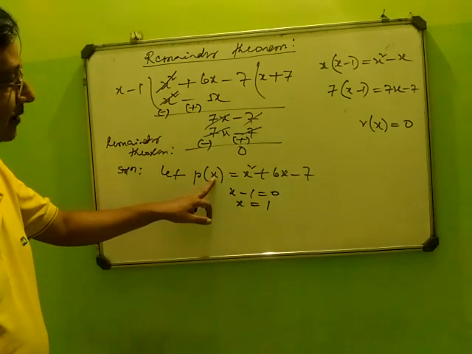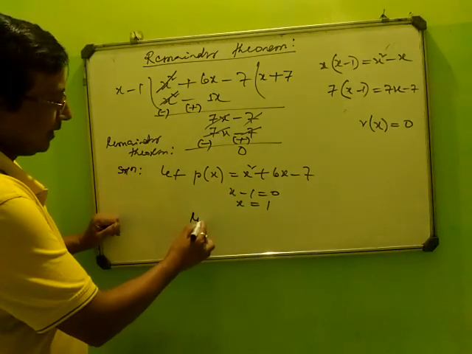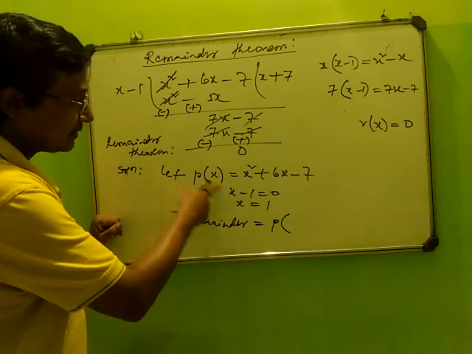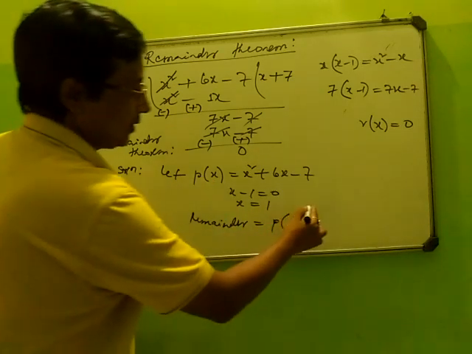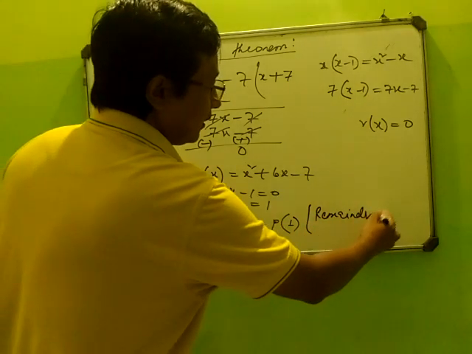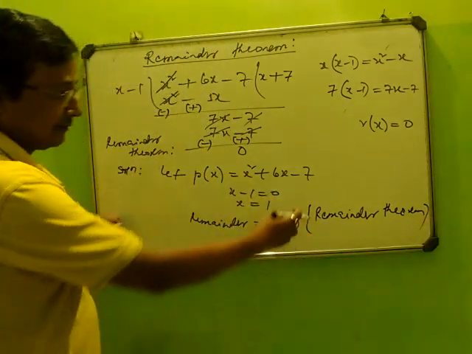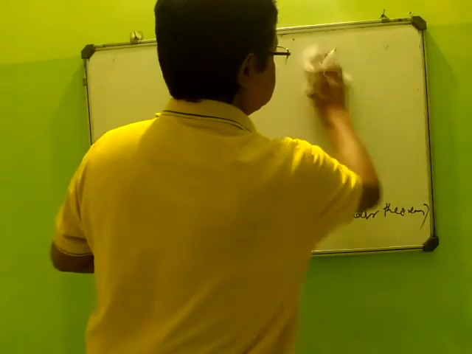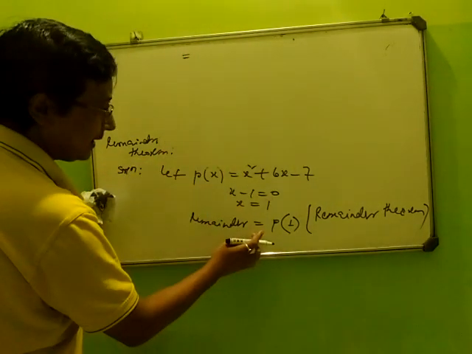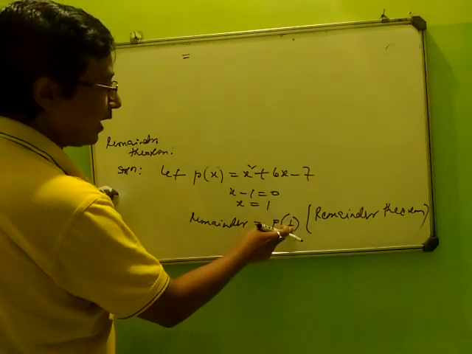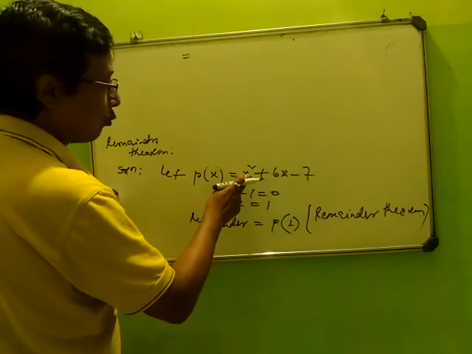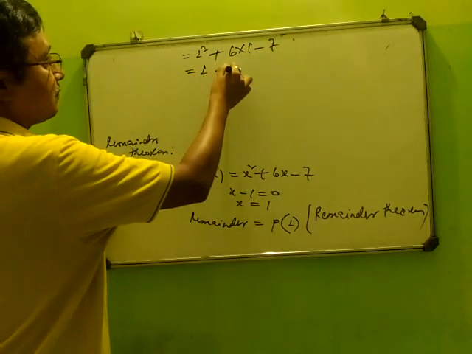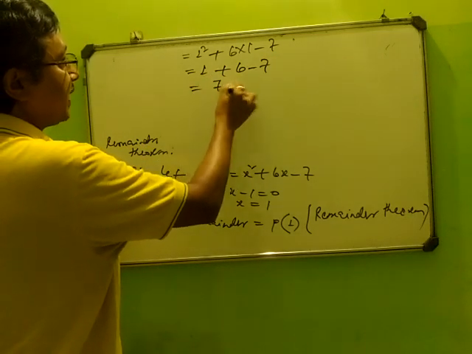Now, in place of x, you are going to put 1. So remainder equals to, so P polynomial, how much is x? X is 1. How did you get this concept? This concept you have got from the remainder theorem. So the definition I have given in the file, you just go through it. Now in place of x, you have put 1, so all this x will be replaced by 1, so 1 square plus 6 into 1 minus 7, so you got 1 plus 6 minus 7, so 6 plus 1 is 7, minus 7, you got 0.